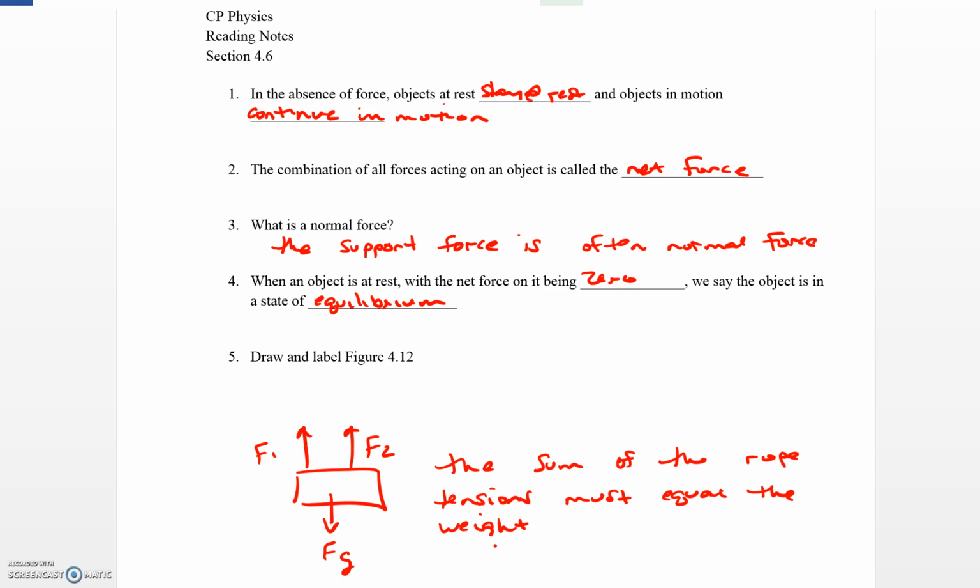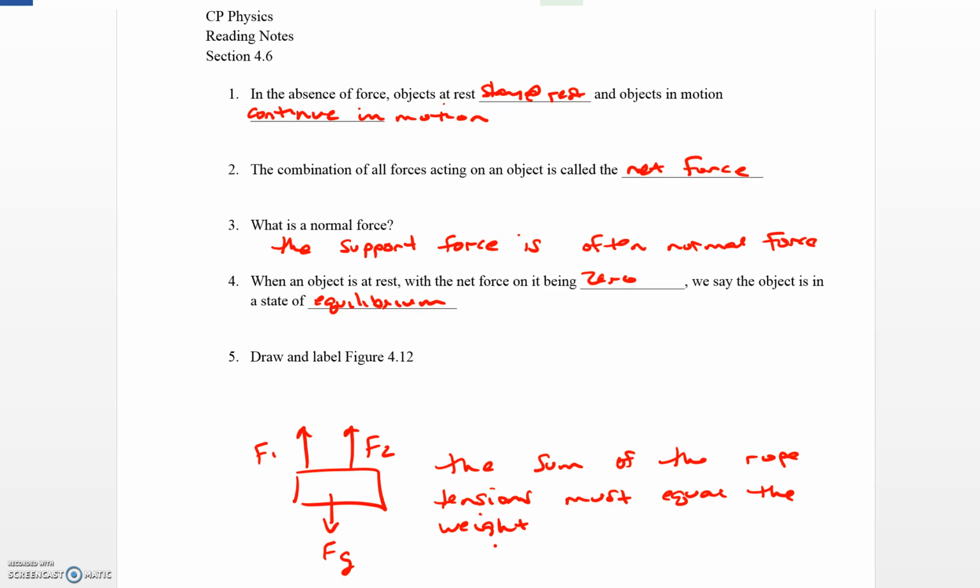The normal force is considered to be the supporting force, and it's basically the opposite of your gravitational force if your object is not moving up or down in the vertical direction. Number 4, when an object is at rest with a net force of 0, we say that the object is in a state of equilibrium. And in that case, if the object's at rest, it will stay at rest.